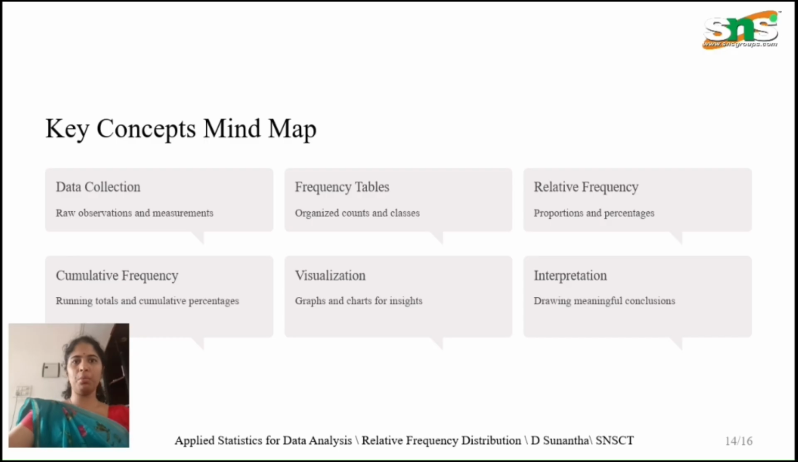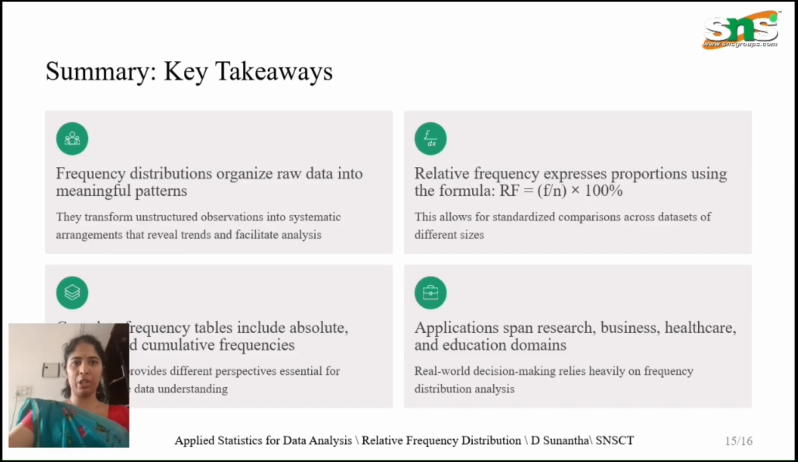Next is the key concept mind map of this. First we identify the data collection, next frequency table, next relative frequency, and we can also find the cumulative relative frequency. Next is the visualization, in which we can represent the data in the form of graphs. Various types of graphs are there. Next, charts for insights. Next is interpretation, so drawing the meaningful conclusion will be the interpretation part.